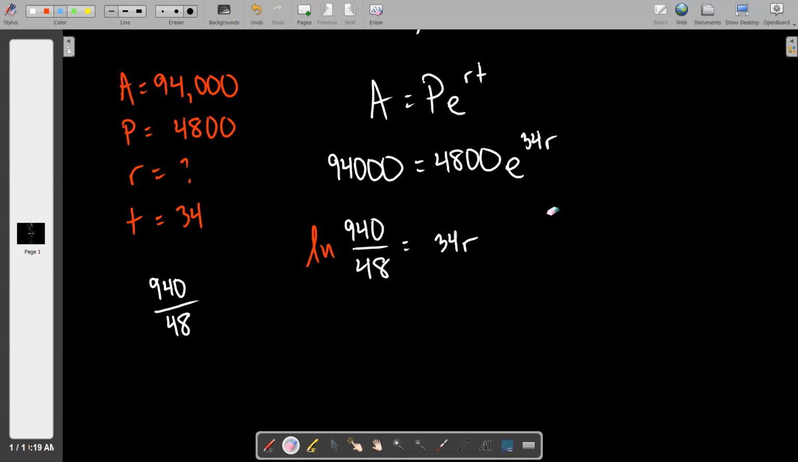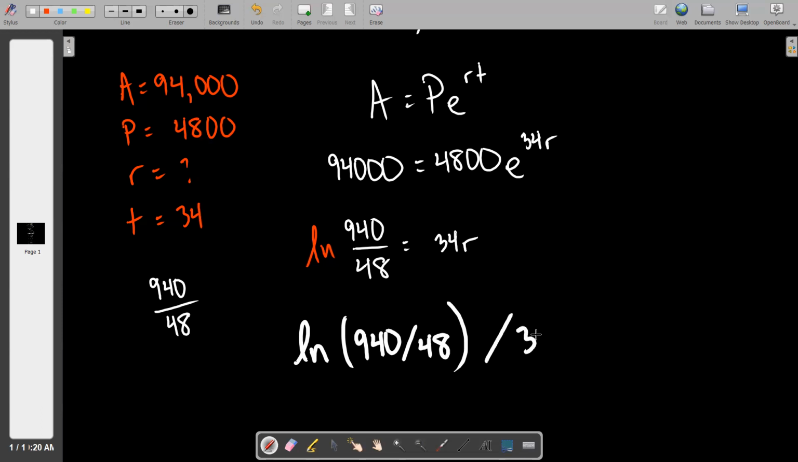Just divide by 34. So into our calculators, we are going to let the calculator, as I said, do all the lifting for us. We're going to type in natural log, and then it's going to open a set of parentheses for us, just like this. We're going to type in 940 divided by 48, and for the love of God, we're going to shut those parentheses off. If I had $1 for every time a kid was like, what did I do? And forgot to close parentheses, I could probably retire. So we have natural log of that, and then we just hit divided by 34.